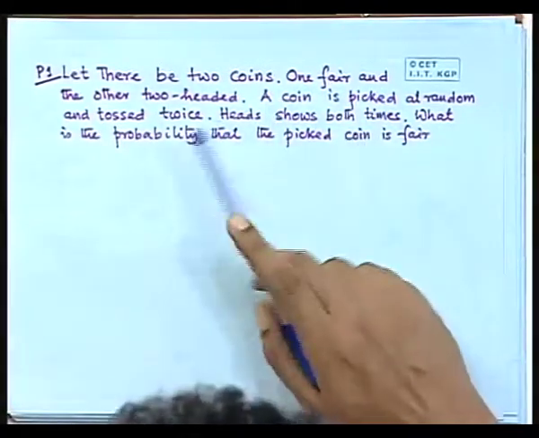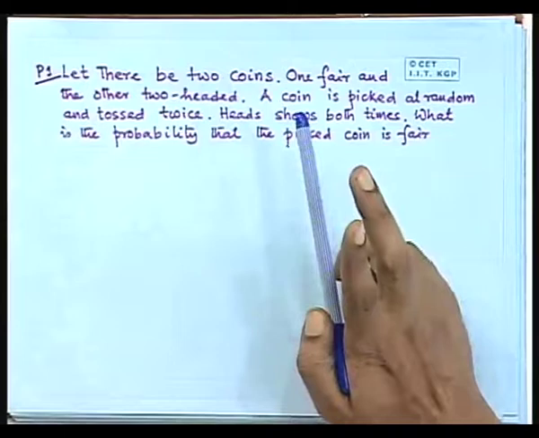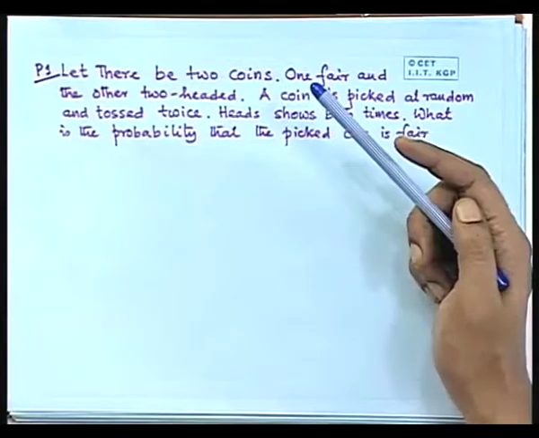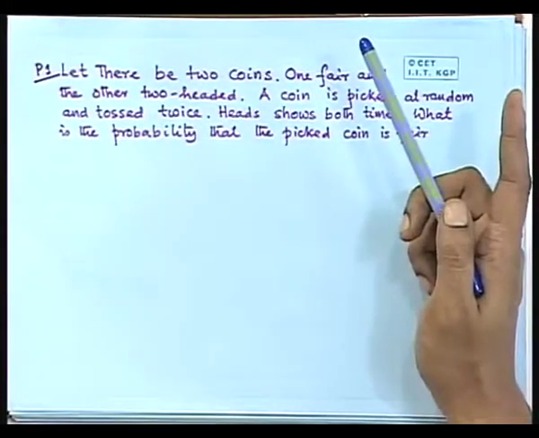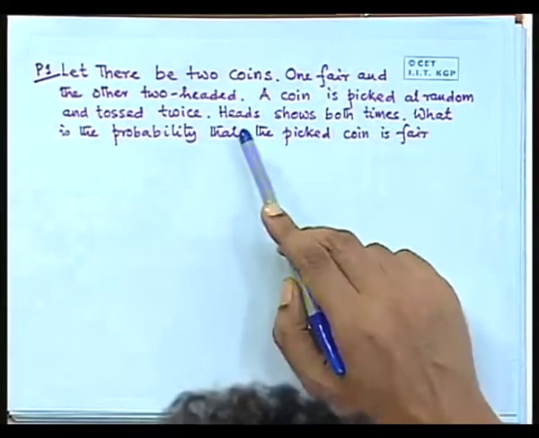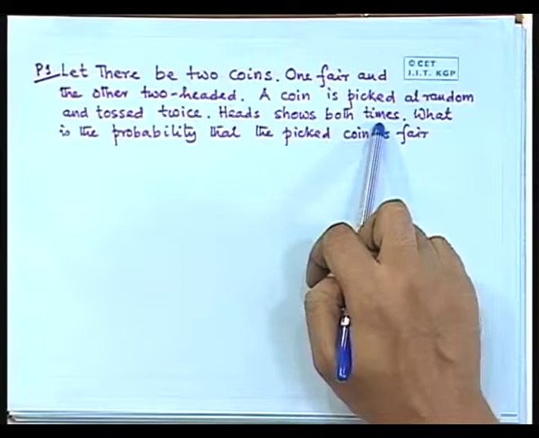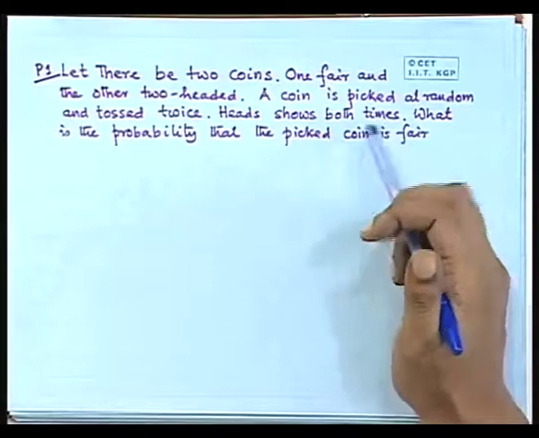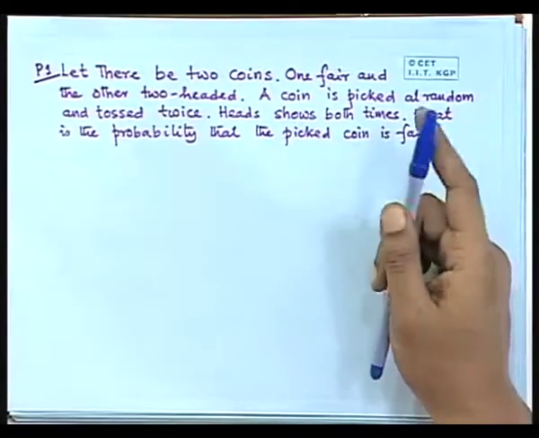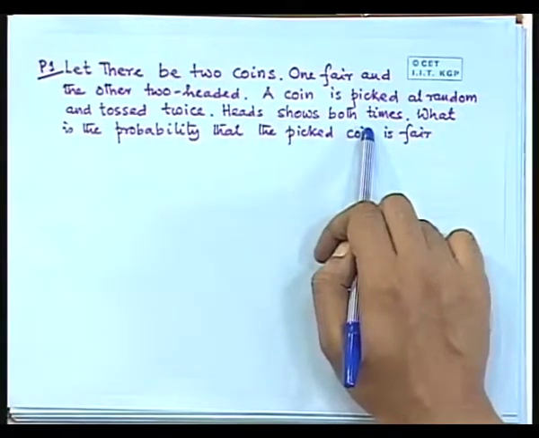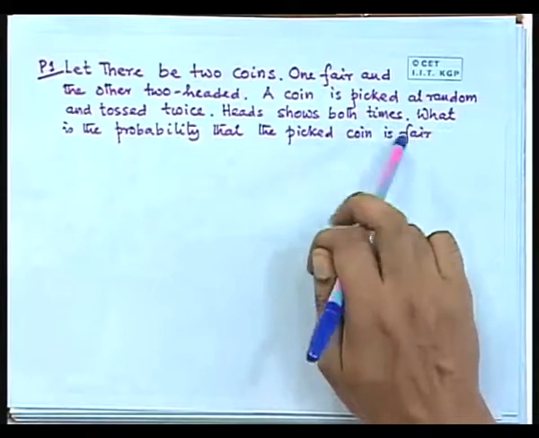So a coin is picked at random and tossed twice. So there are two events here. One is picking up the coin among the two, and the other is tossing it twice. Heads shows both times. So when you toss them twice in a given experiment, you got heads both times. Given that heads showed both times, find the probability that the picked coin is fair.